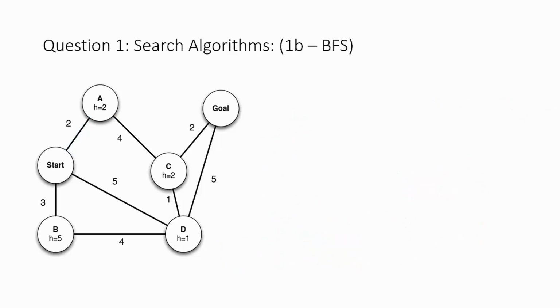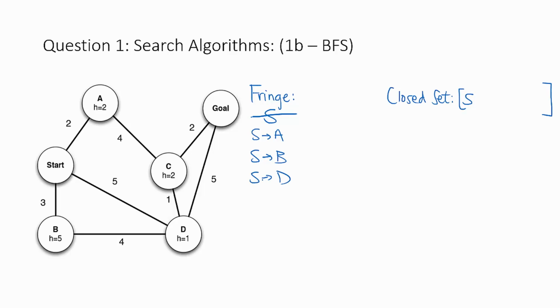Alright, moving on to breadth first search. Like in DFS, we'll begin with a fringe that just contains the path S, and we'll also have a closed set that is initially empty. We'll start by popping off S from the fringe and putting S onto the closed set. S's successors are S to A, S to B, and S to D.